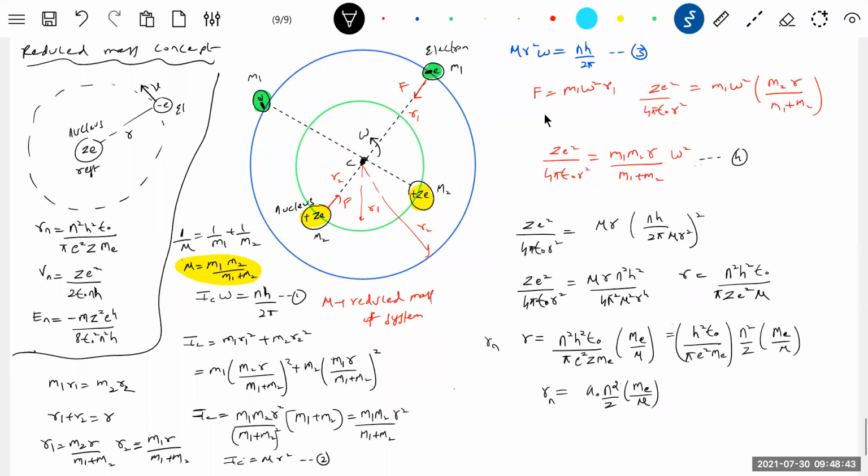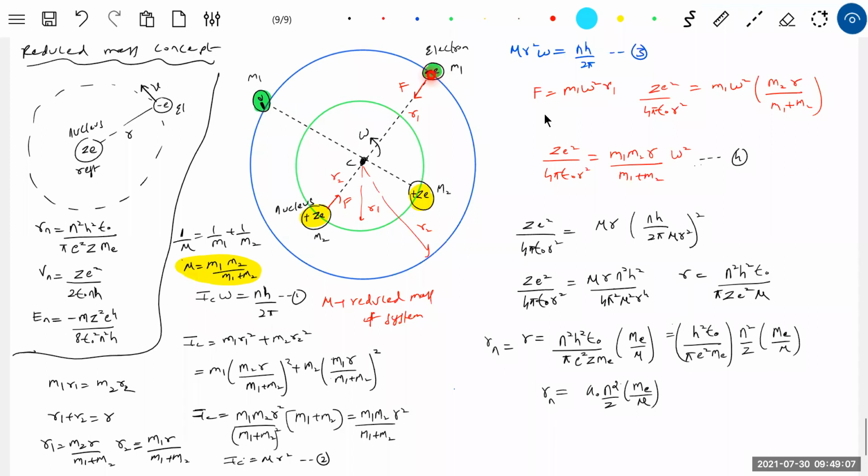This is the expression for the radius of the nth Bohr orbit if the nucleus is revolving. I think you have to remember this formula, it is very, very, very important. Sir, if the mass of the revolving particle is something different, what are you going to do? I'll calculate mu, that's all.